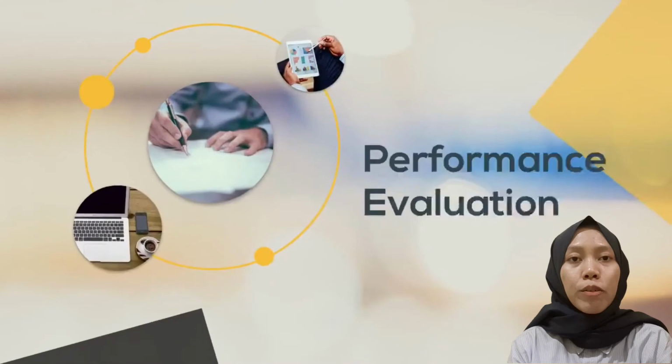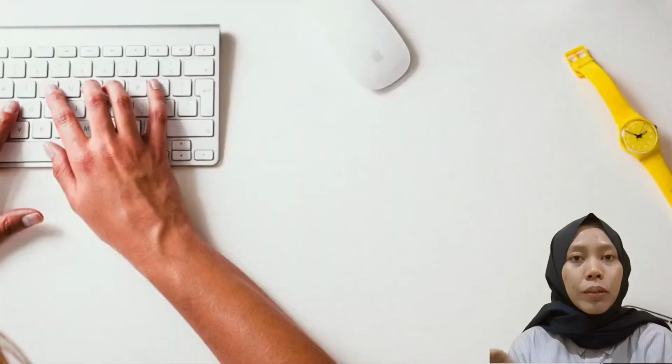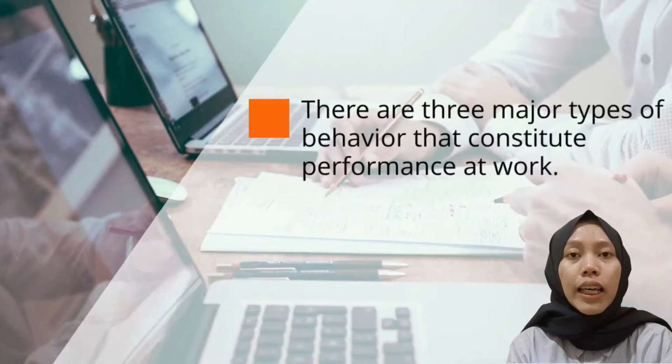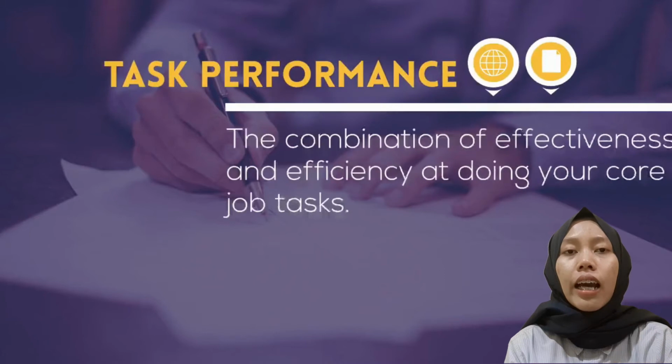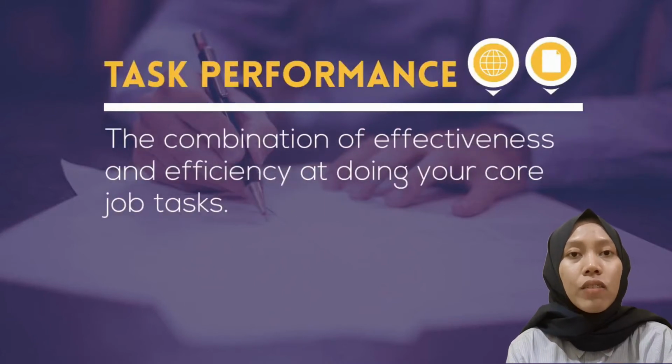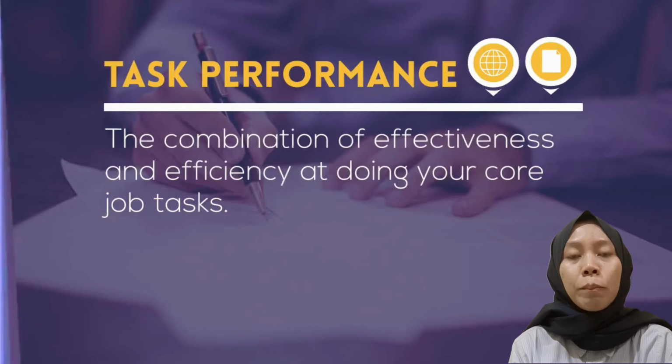And the next is performance evaluations. What is performance? So there are three major types of behavior that constitute performance at work. So first is task performance. It's the combination of effectiveness and efficiency at doing your core job tasks.